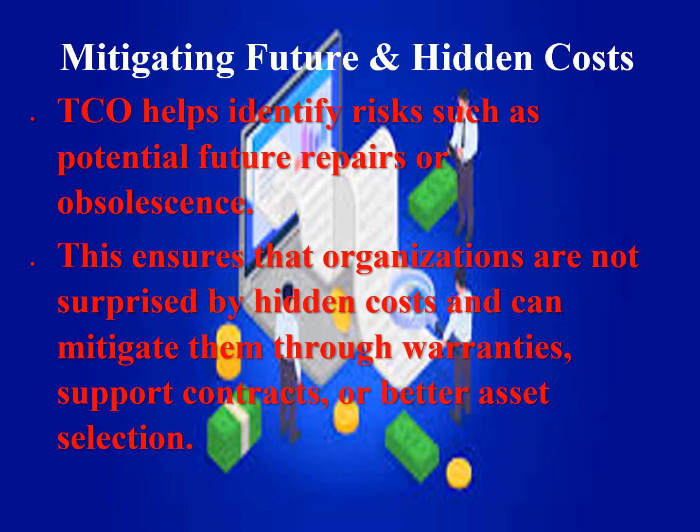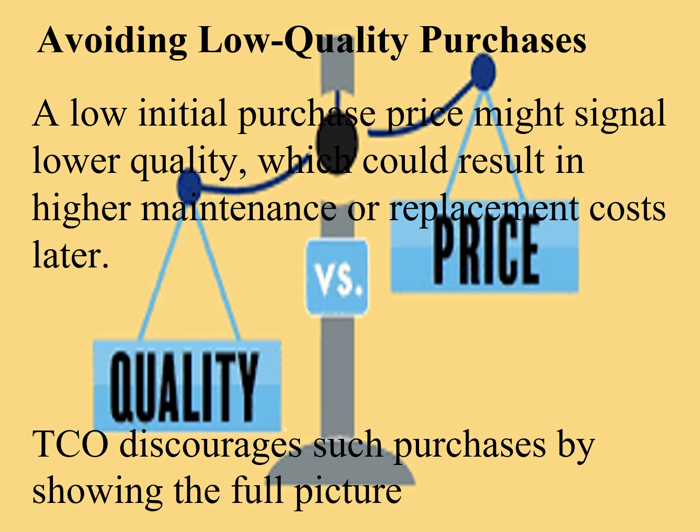TCO also mitigates future and hidden costs by helping identify risks such as potential future repairs or obsolescence. This ensures that organizations are not surprised by hidden costs and can mitigate them through warranties, support contracts, or better asset selection. Avoiding low quality purchases: a low initial price might signal lower quality, which could result in higher maintenance or replacement cost later. So TCO discourages such purchases by showing the full picture of the product's whole life.